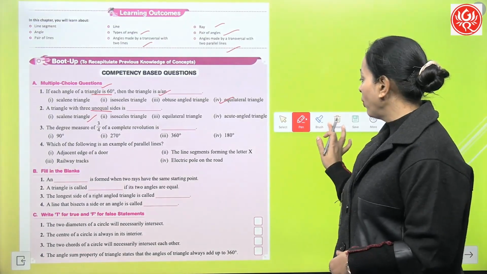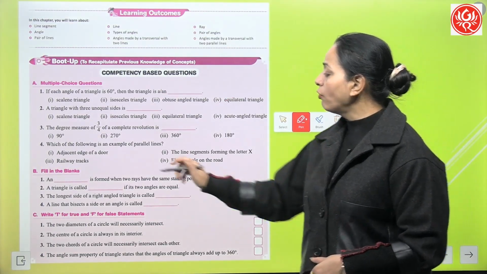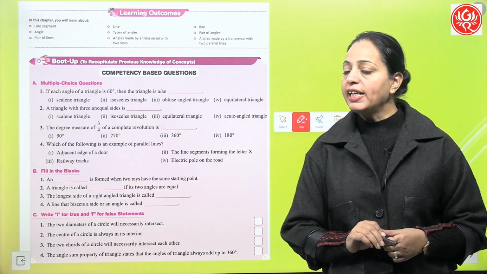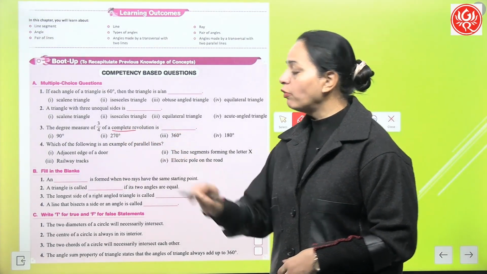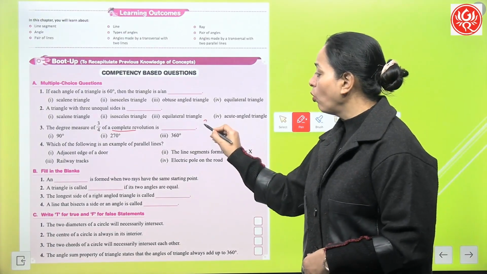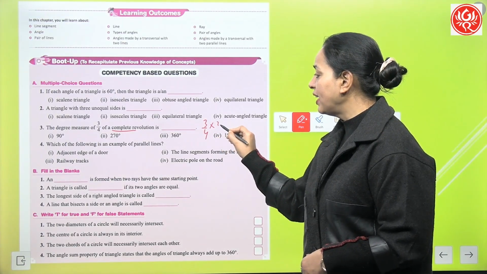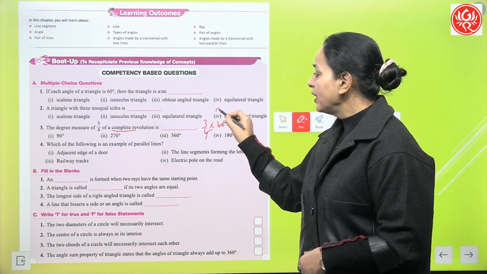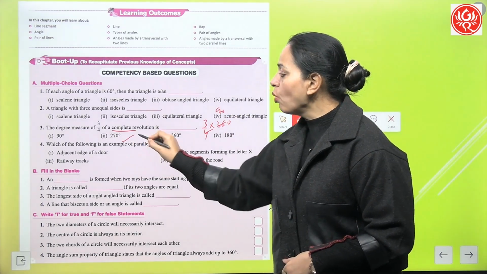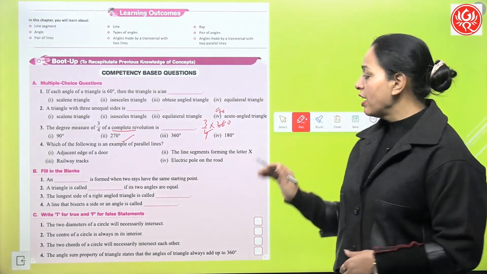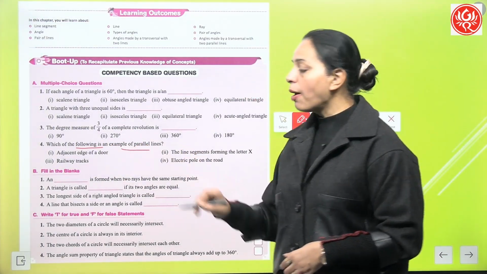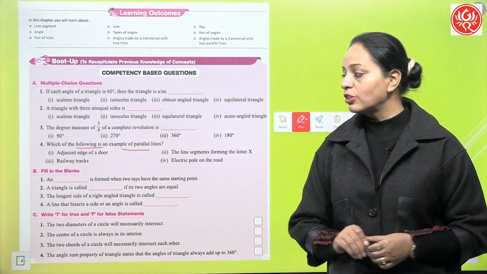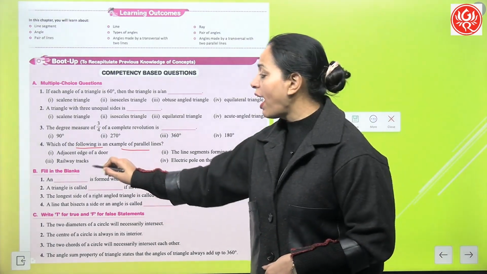Okay. The third one, the degree measure of 3/4 of a complete revolution. 3/4 of complete revolution means 3/4 of 360 degree. That is 90 into 3, 270 degree. Now the fourth question, which of the following is an example of parallel lines? So you know railway tracks.